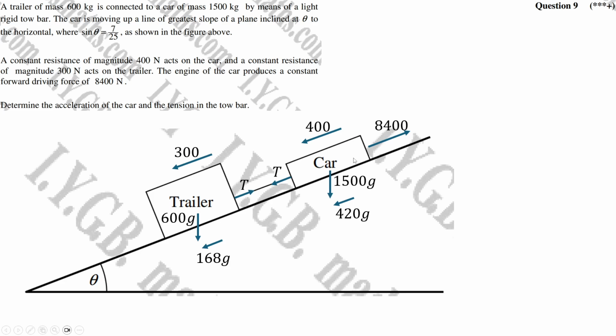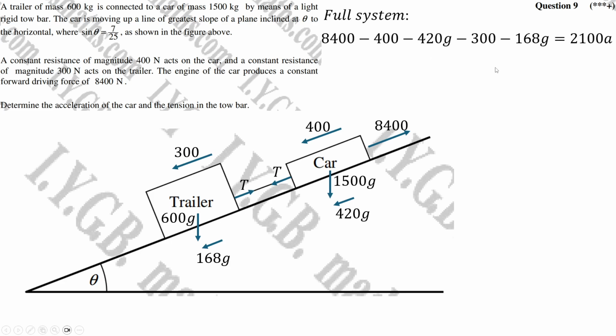And I've just gone ahead and done F equals ma on the full system. So I've said the 8400 take away 400, take away 420g, take away T, add T, so these two cancel, take away 168, take away 300 equals the mass, which is 2100 multiplied by A. We know that g is 9.8, just get A, it's this.